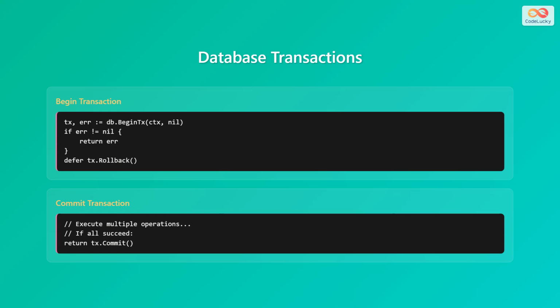To commit the transaction, you can use the tx.Commit function. This will save all the changes made during the transaction to the database. If any of the operations within the transaction fail, you should roll back the transaction using the tx.Rollback function. This will undo any changes made during the transaction, ensuring data consistency.